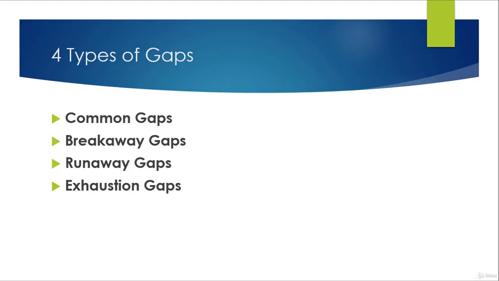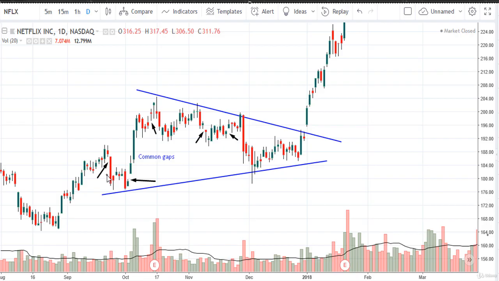Gaps are of four types: common gaps, runaway or continuation gaps, breakaway gaps, and exhaustion gaps. We will understand the types of gaps one by one. Common gaps occur in a quiet market when the market moves sideways. Here supply and demand are in balance, and these gaps are closed rapidly within a few days.